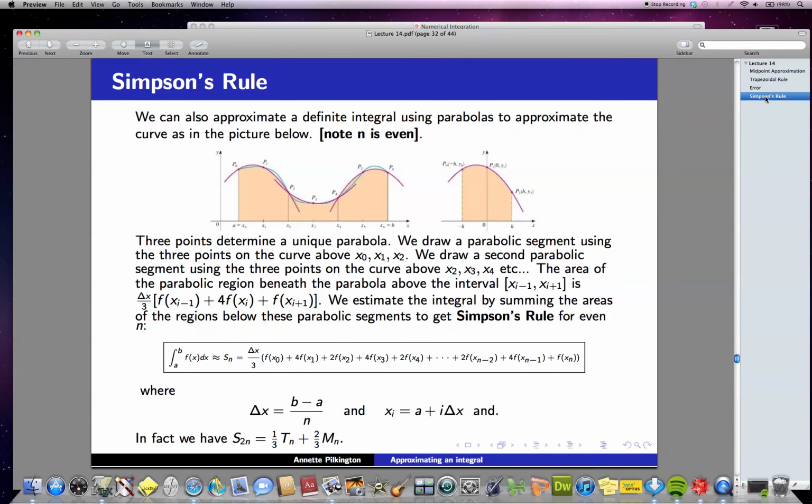We're also going to look at Simpson's Rule, and this is going a step further, and it uses the fact that given 3 points, there's a unique parabola passing through those 3 points. This is something you might have learned when you studied conics. It's true.